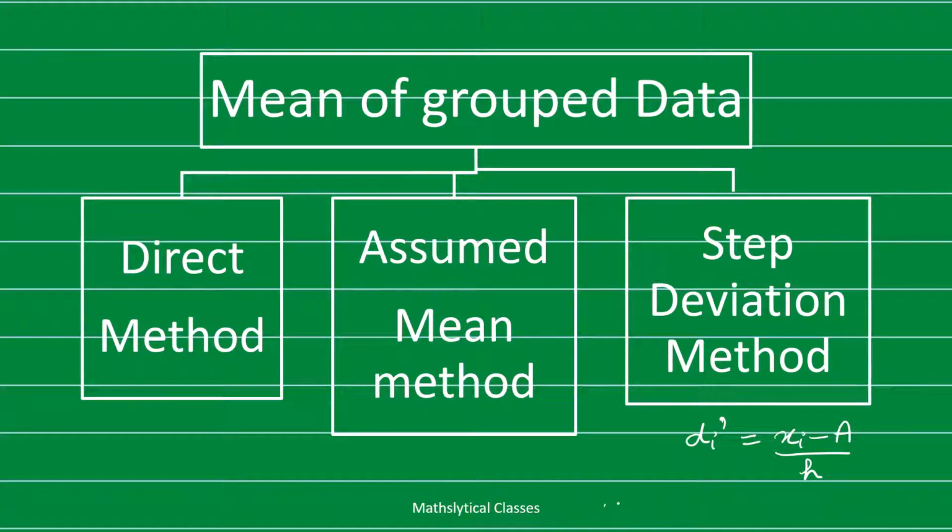The formula for the mean in the step deviation method will be a plus h into summation fi di dash divided by summation fi. This is the formula for the step deviation method. We will discuss each method with the help of questions now. So let's start with the first method, which is the direct method.